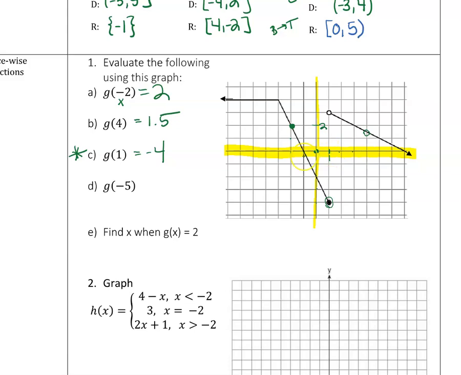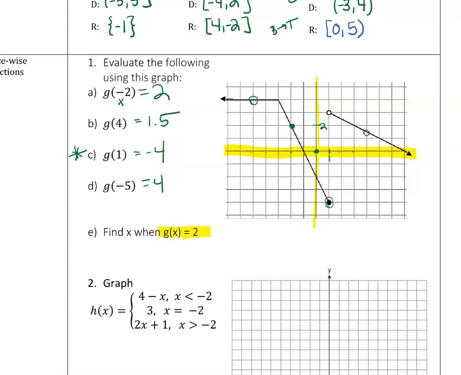So again, if this is the origin, 1, 2, 3, 4, 5. Looks like we came out at 2, 3, 4. Y equals 4. Now, find x when g of x equals 2.